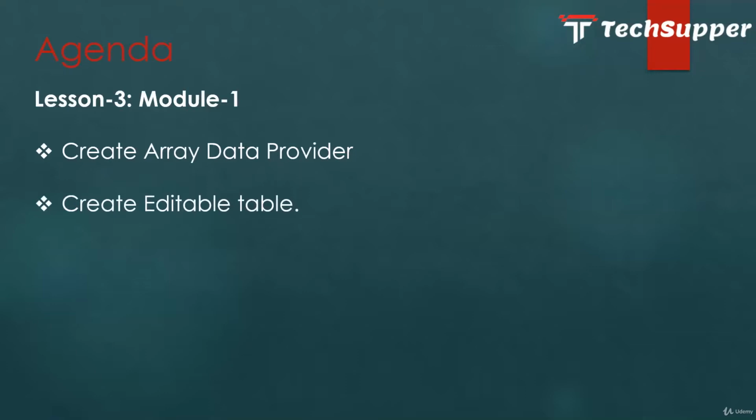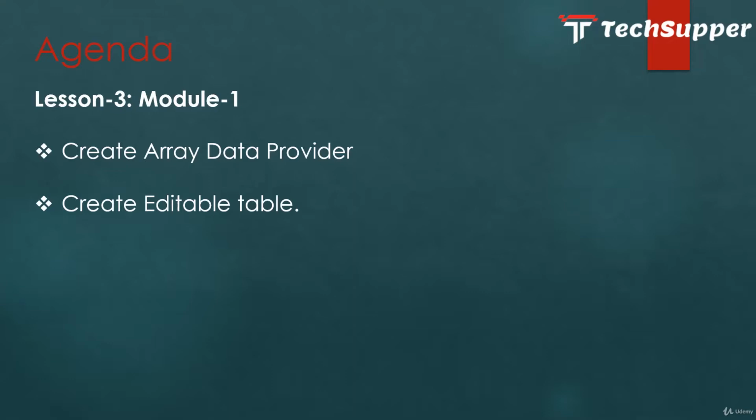The array data provider allows us to update the data from a particular table. Let's suppose you have a table on your page, and you want to modify the data of the table. Then you cannot use a service data provider to further update the table. For that, you have to use the array data provider to load the data into that table. Then you can use that table to further update it.